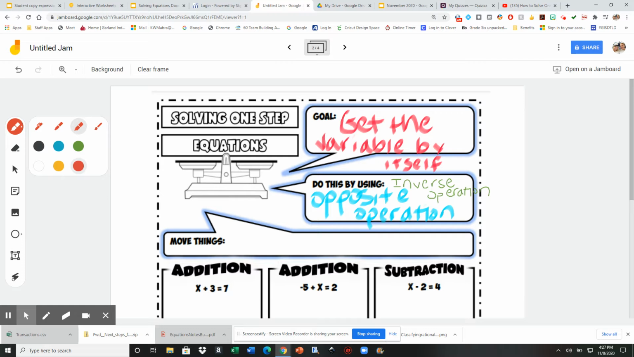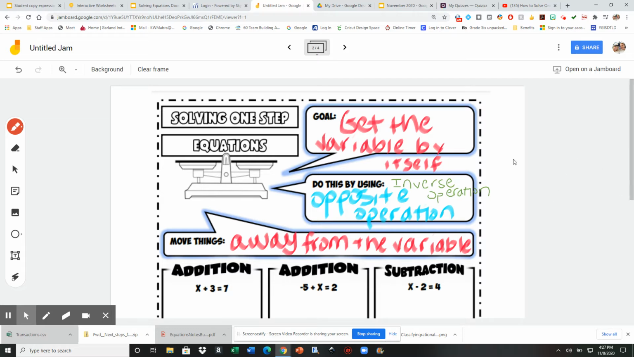The way that you do this is that you move things away from the variable. Remember, the goal is to get the variable by itself, and you can't do it unless things are not with the variable. So it's going to be really important that you get the variable by itself. We're going to do some problems right now that show you exactly how to do it.